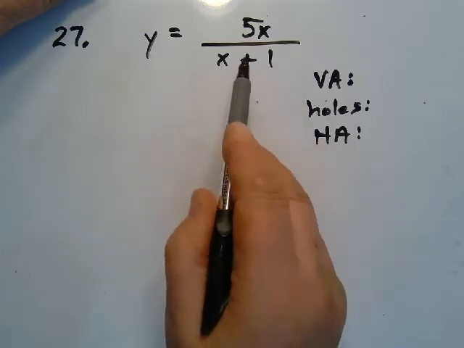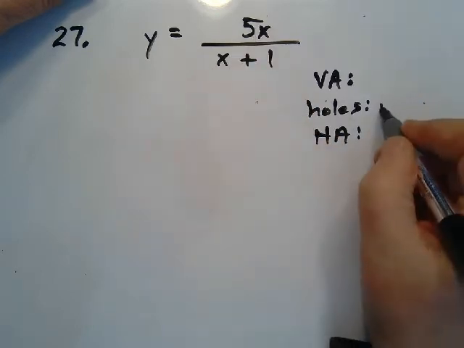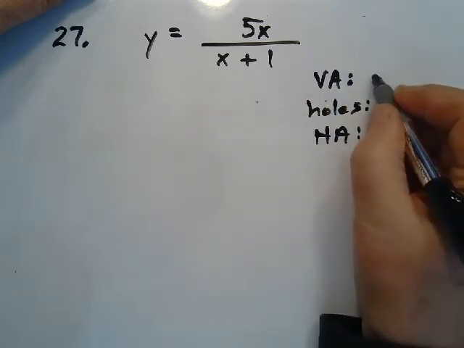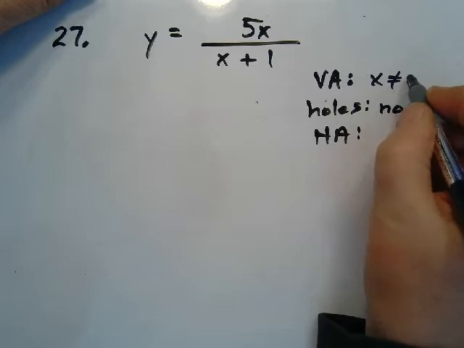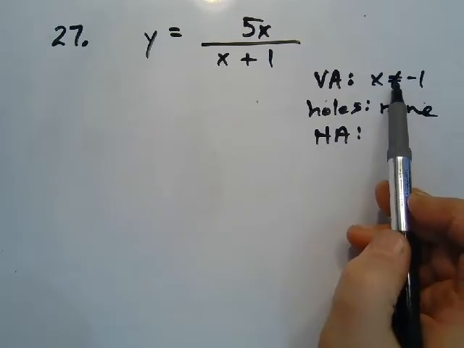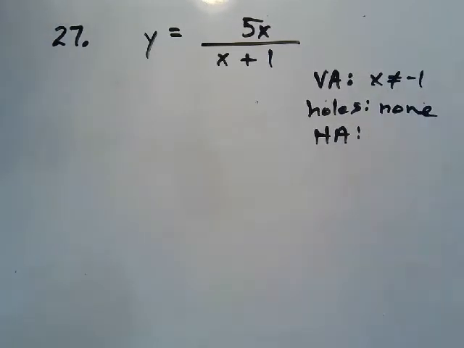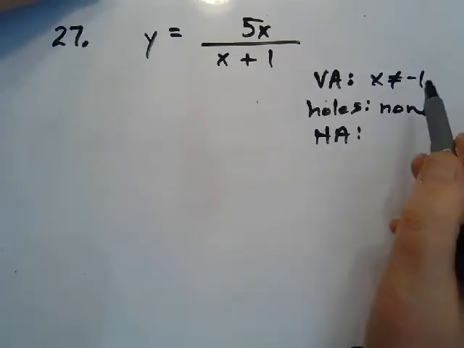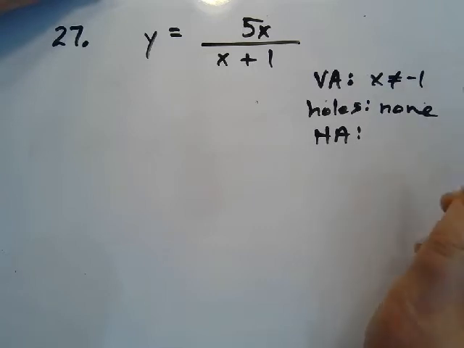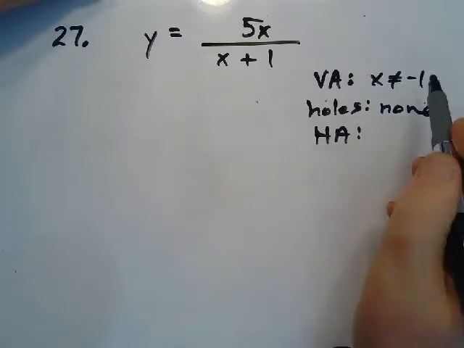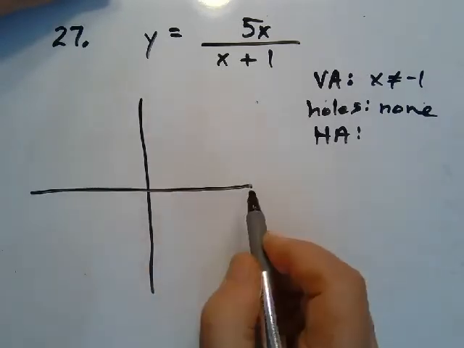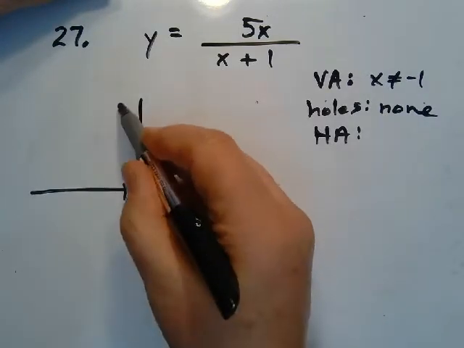So this has to be an excluded value, -1. Now, I canceled nothing here, so there are no holes. And the vertical asymptote would have to be at x cannot be -1. You notice sometimes I write "cannot be equal to," sometimes I write "equal," because the line itself is actually an equation, and it's just telling us it's a dotted line and it's not really equal to it. All right, so we have a vertical asymptote, and I can go ahead and start my graph. That vertical asymptote is at -1.